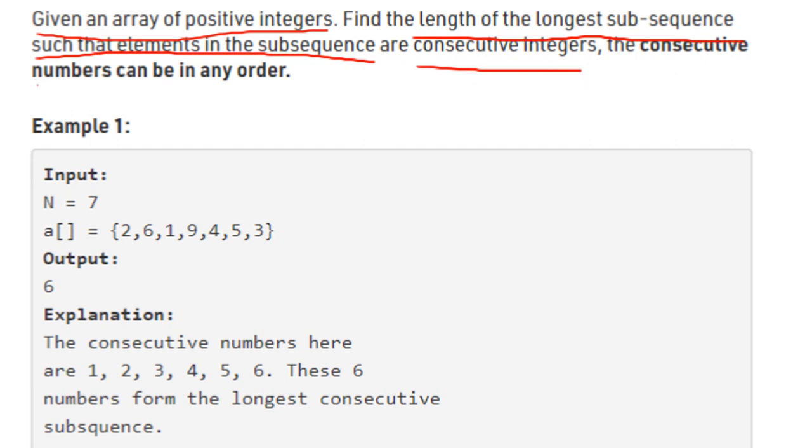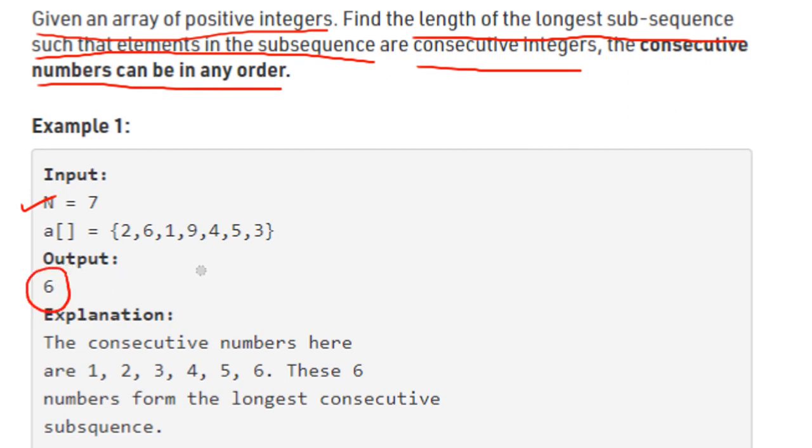The consecutive numbers can be in any order. This means the array is unsorted. If we look at the example given to us, the first example is n equal to 7. The size of the array is 7 and the array elements are 2, 6, 1, 9, 4, 5 and 3. For this input the output is 6.